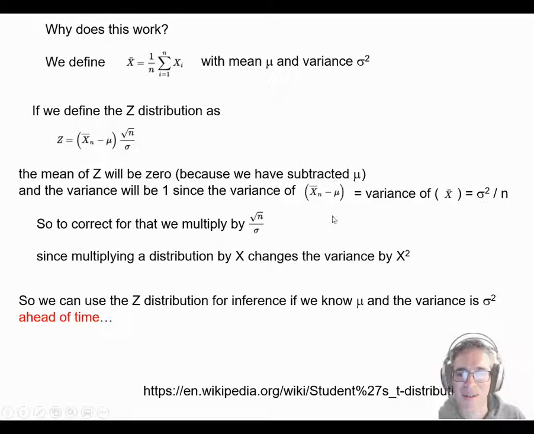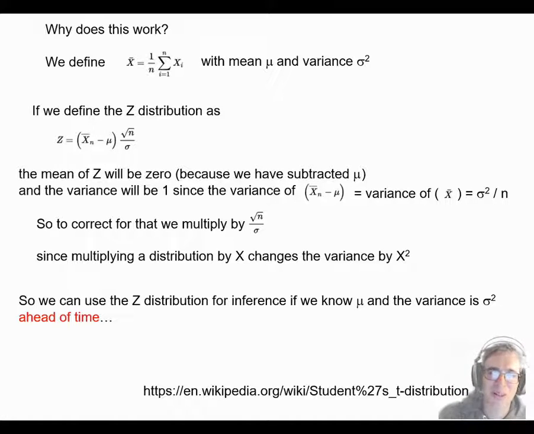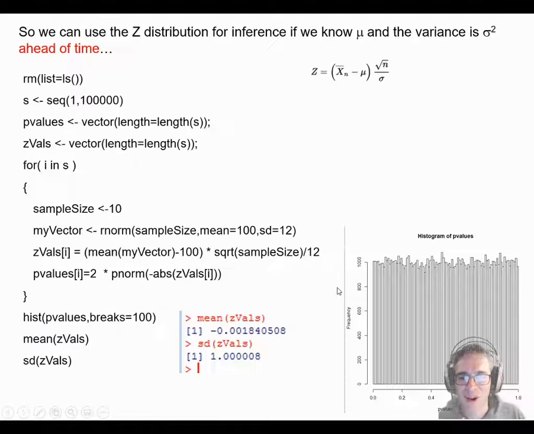And to correct for that, we just multiply by the square root of n times sigma. Because when you multiply the variance by a particular constant, it changes by the square of that constant. So when we multiply those together, these two terms cancel out and you just get 1. You can think of it that way, or you can just think that we already knew that the variance of a standard normal distribution was going to be 1, right? So we have our z distribution with its mean of 0 and its variance 1.